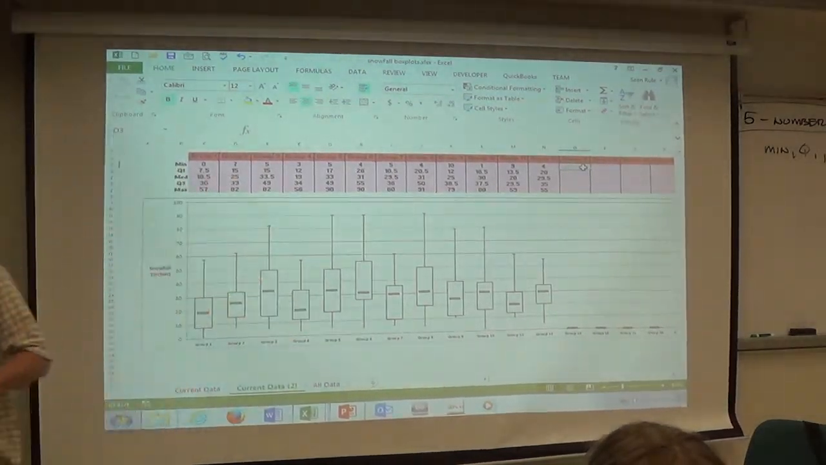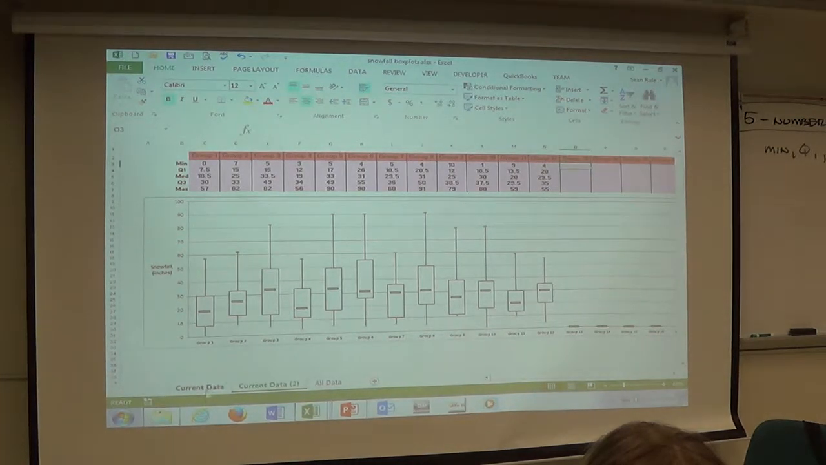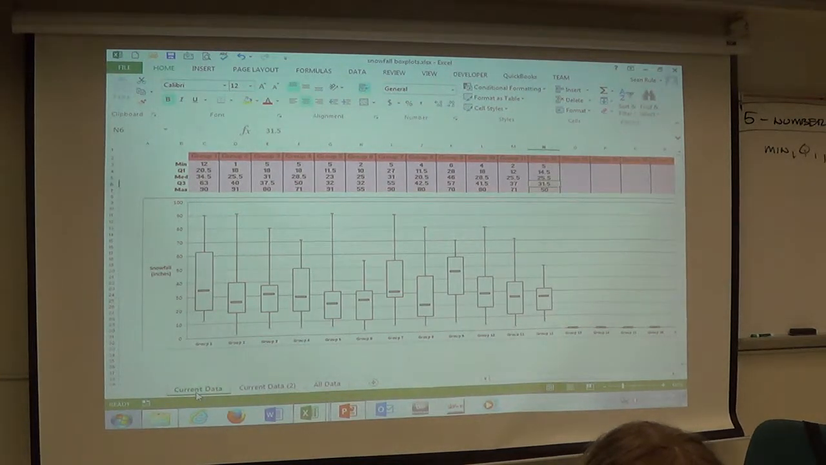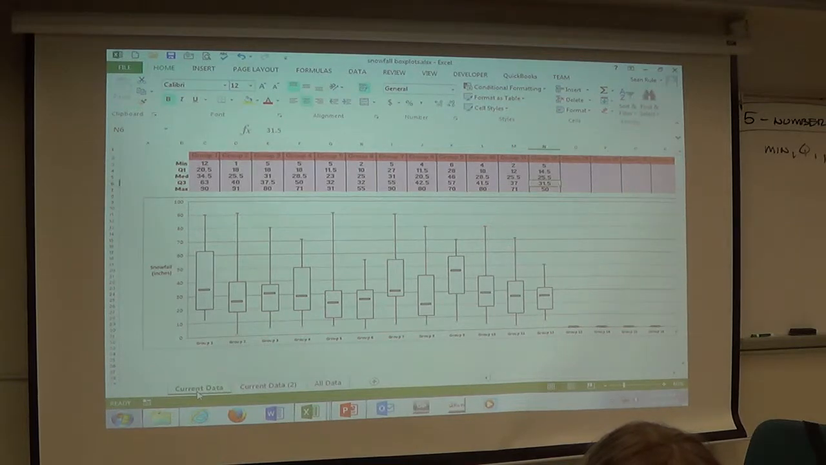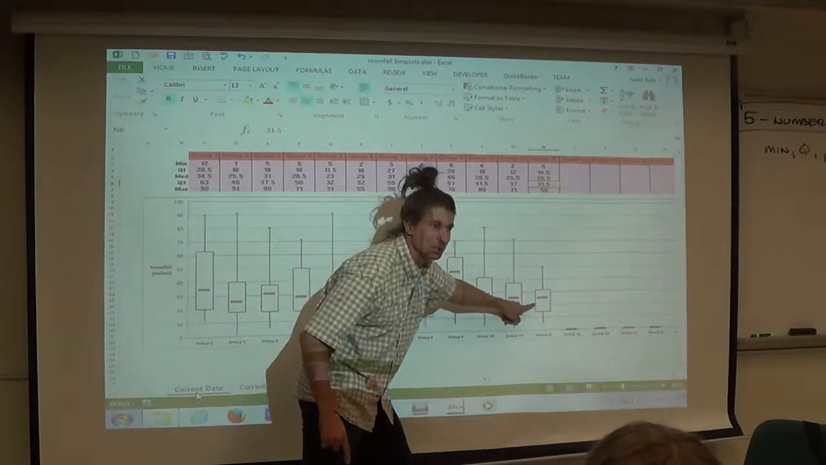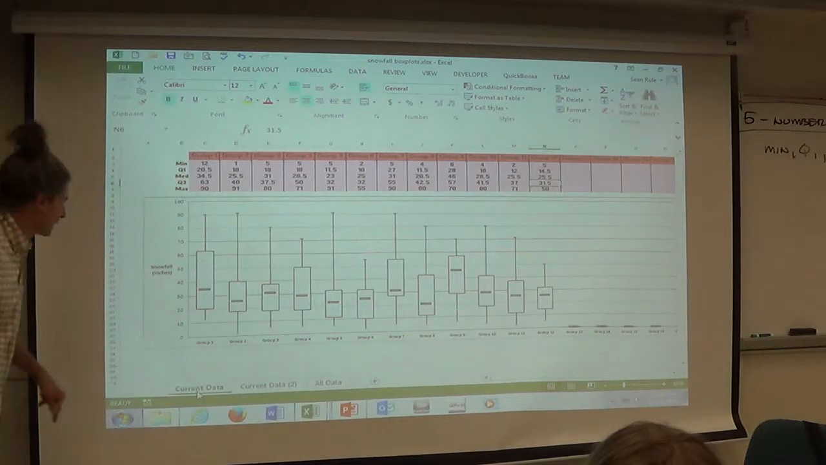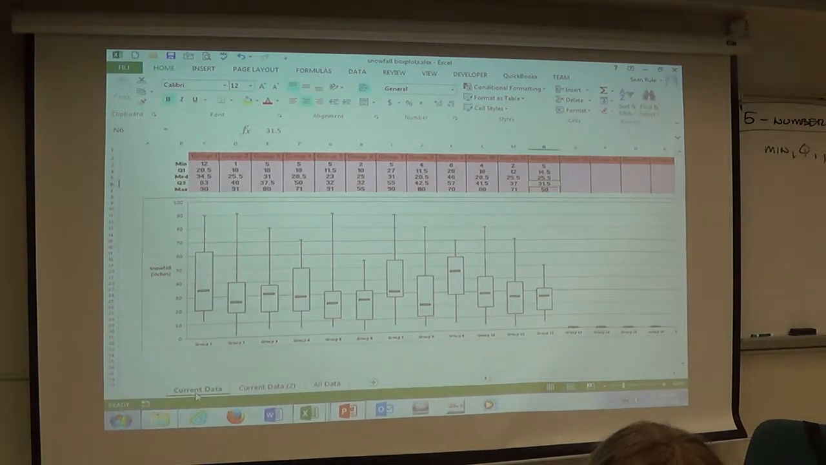Notice, here's the other class's data. Does it hold true for them as well? Yeah. It holds true for them as well. And interestingly enough, group 12 is almost as symmetric as our group. That's kind of crazy, actually. Freaky. Cool? Good, good. Excellent.